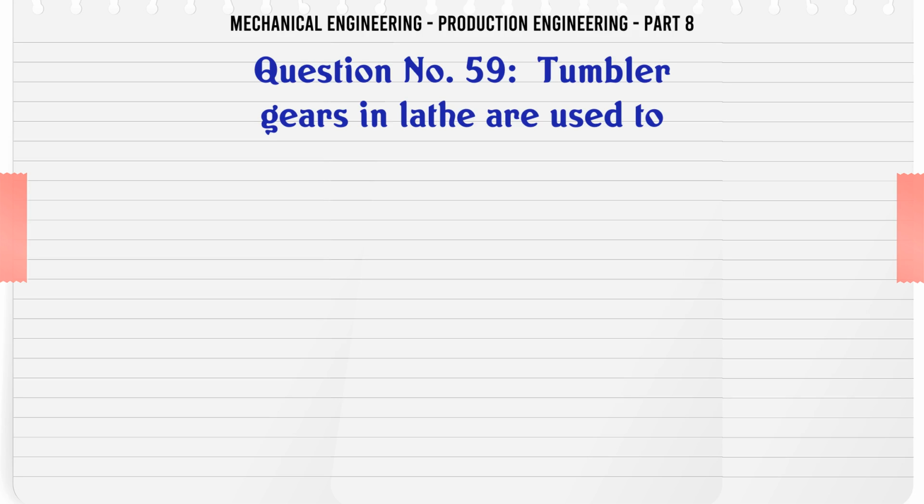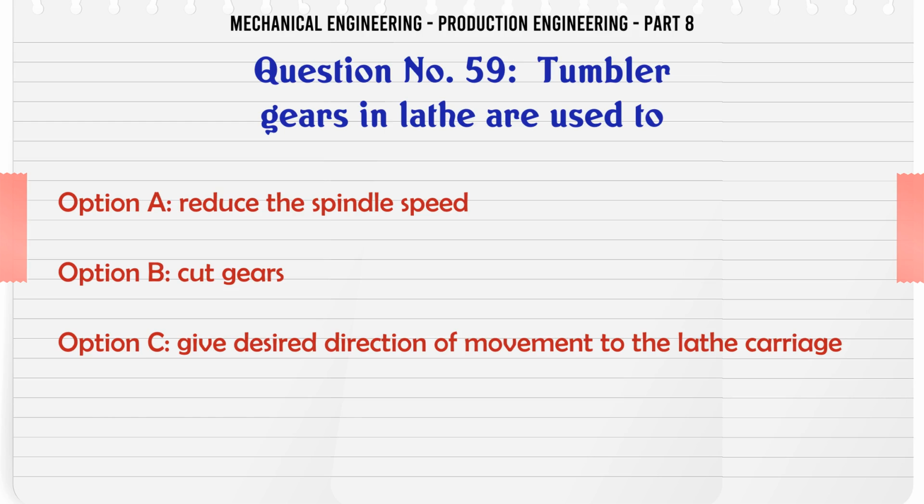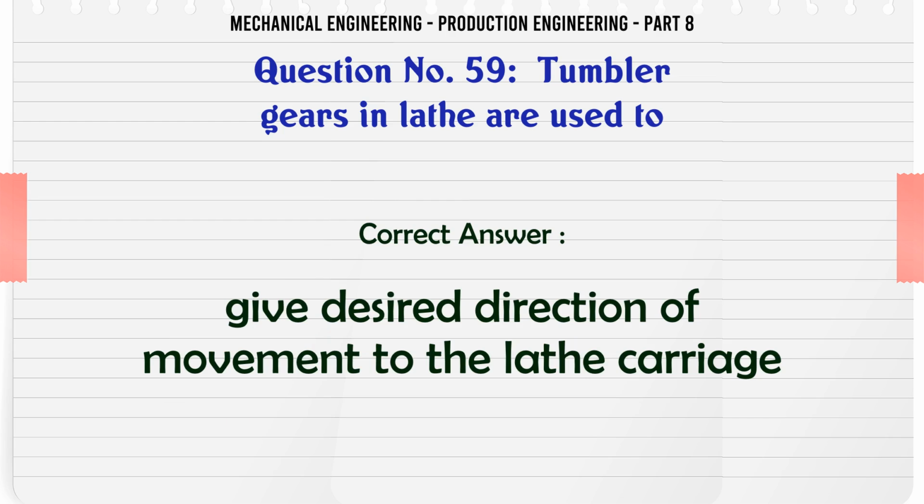Tumbler gears in lathe are used to A. Reduce the spindle speed. B. Cut gears. C. Give desired direction of movement to the lathe carriage. D. Drill a workpiece. The correct answer is give desired direction of movement to the lathe carriage.